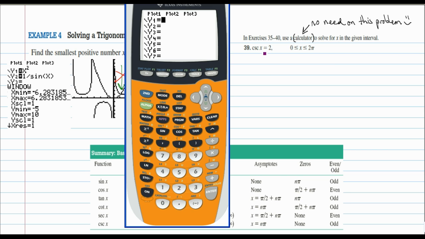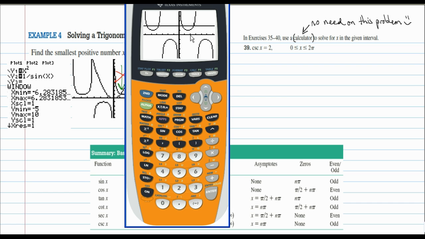So I'm going to put in y1 cosecant, which is 1 over the sine of x. Again, don't have a cosecant button. And then in y2, I'm just going to put 2. My x min can stay at negative 2 pi, x max at positive 2 pi. I only need to go up to positive 2, so I'm going to set my y max for 5, and I'll hit graph.